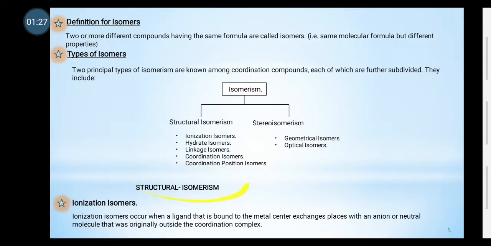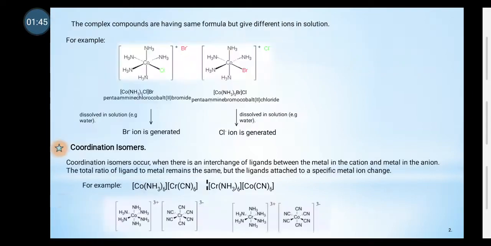Talking about the structural isomer, we have the ionization isomer. I picked the first one, structural ionization isomer. From the name, it occurs when a ligand that is bound to the central metal exchanges place with an anion or neutral molecule that was originally outside the coordination complex. It looks abstract. Let's go to my second slide.